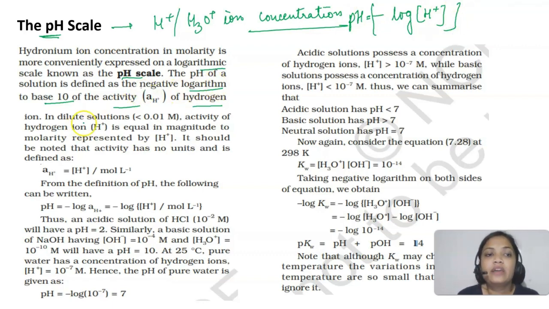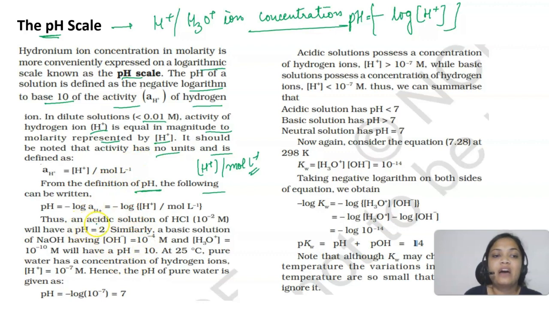So if I am talking about dilute solutions which have a molarity of less than 0.01, the activity of hydrogen ion is equal to the magnitude of molarity. Okay, so activity actually does not have any units and it is defined as hydrogen ion concentration divided by mole per liter. So from the definition of pH, they have just derived the expression of pH. Don't worry more about it, just try to understand that it is a scale that we are using to represent the hydrogen ion concentration for acids and bases.